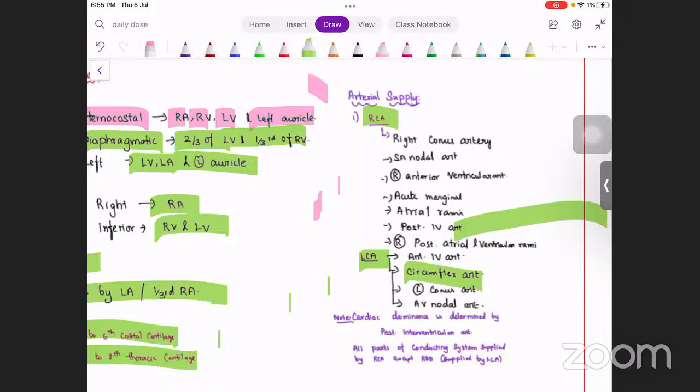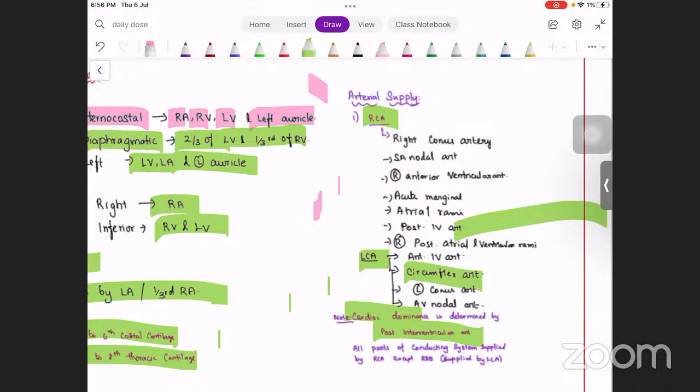Now apart from that, what is the important thing in the arterial supply of your heart? Remember that cardiac dominance is determined by a specific artery called the posterior interventricular artery. If it comes from the right coronary artery, then you have right cardiac dominance. If it comes from the left coronary artery, then you have left cardiac dominance. Either right or left cardiac dominance is determined by the specific artery. What artery is it? It is your posterior interventricular artery.